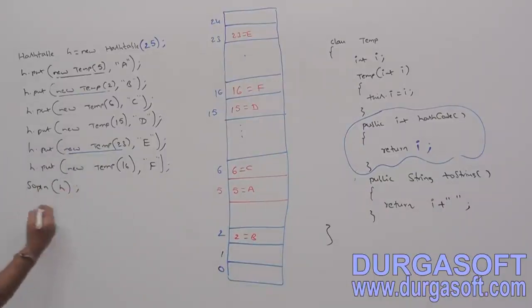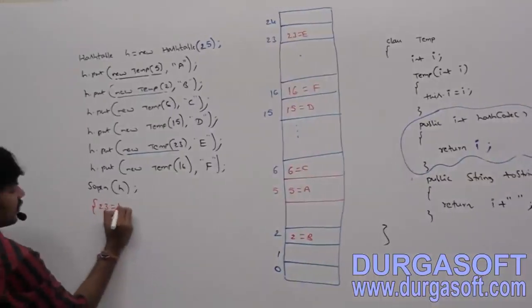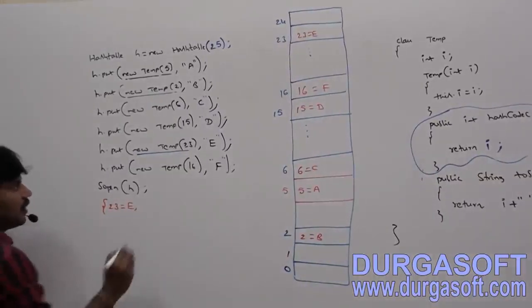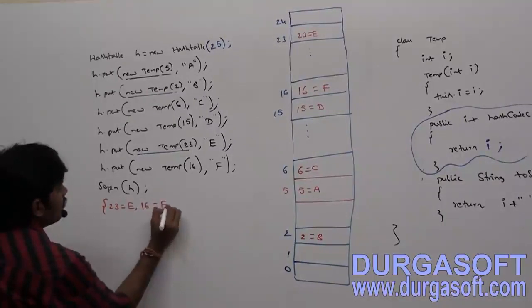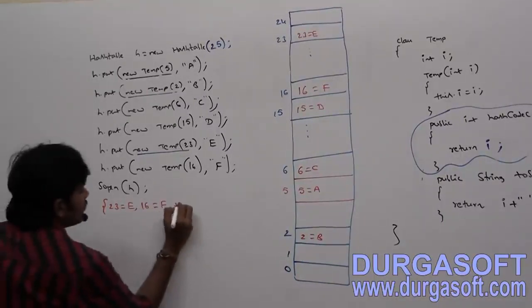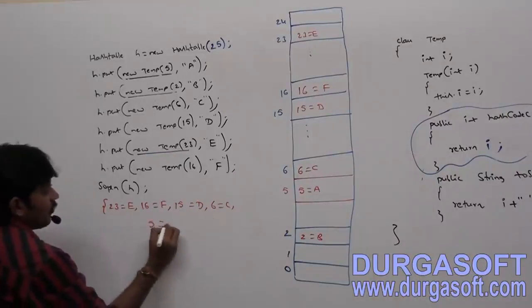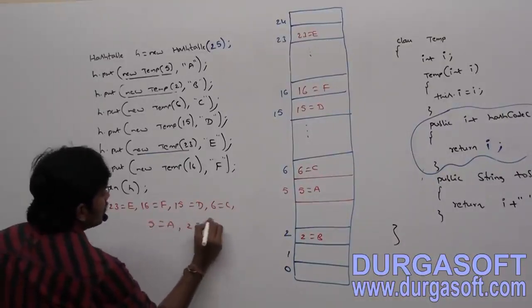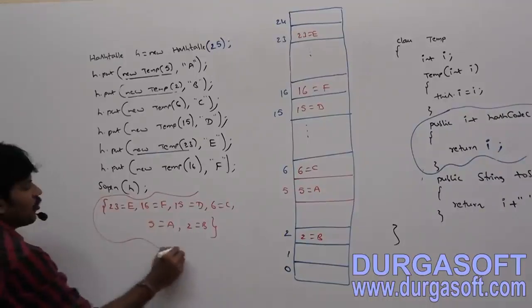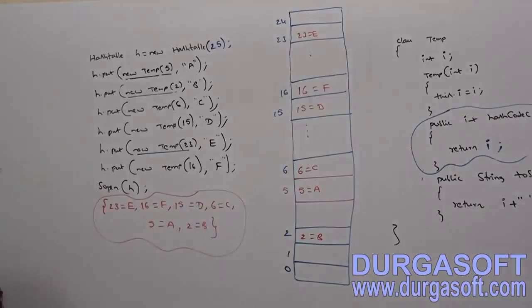Now, if I print SOP of H, what is the answer? 23 is equal to E. 16 is equal to F. 15 is equal to D. Okay. 6 is equal to C. 5 is equal to A. 2 is equal to B. This is the output by default we are going to get. Are you getting that? Okay.